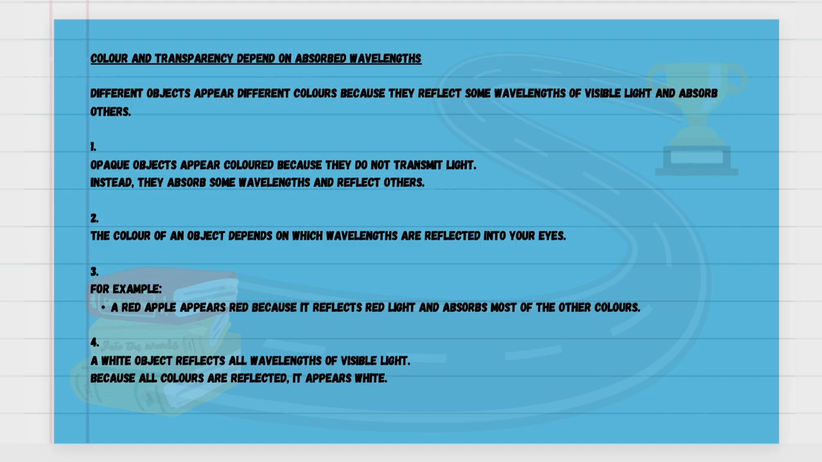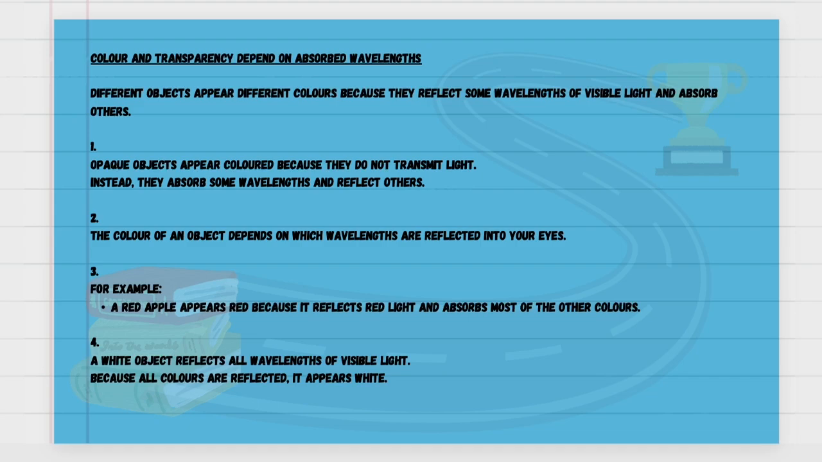Color and transparency depend on absorbed wavelengths. Different objects appear different colors because they reflect some wavelengths of visible light and absorb others. Opaque objects appear colored because they do not transmit light. Instead, they absorb some wavelengths and reflect others. The color of an object depends on which wavelengths are reflected into your eyes. For example, a red apple appears red because it reflects red light and absorbs most of the other colors.